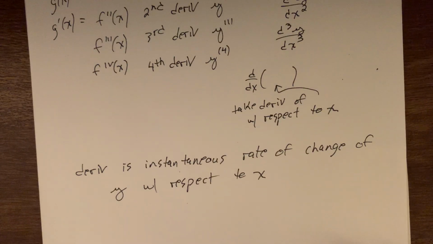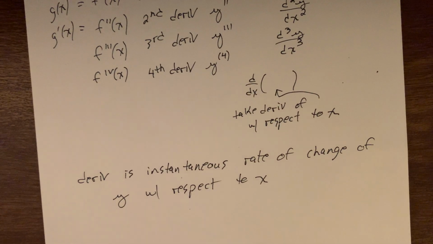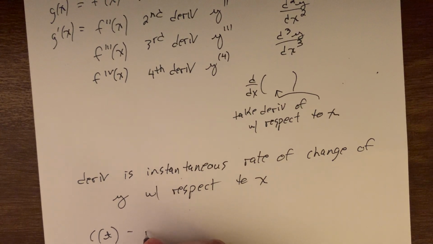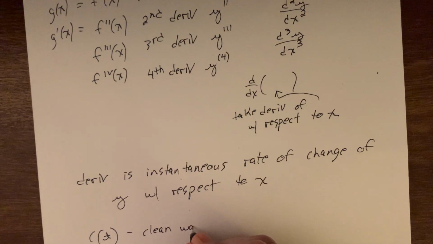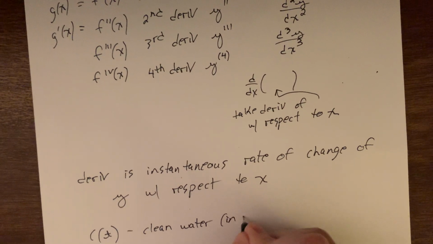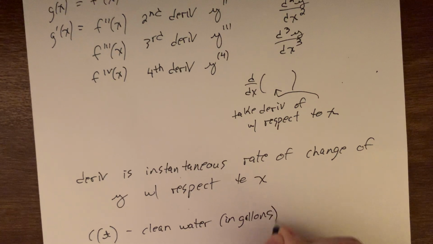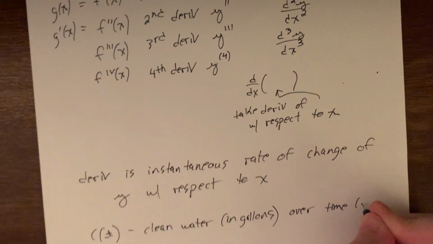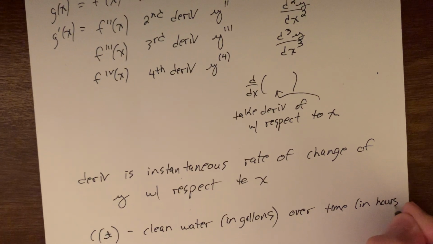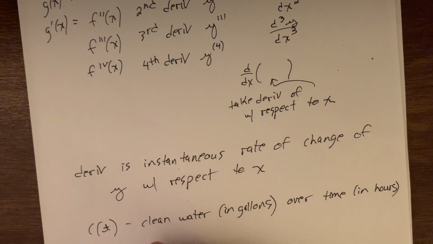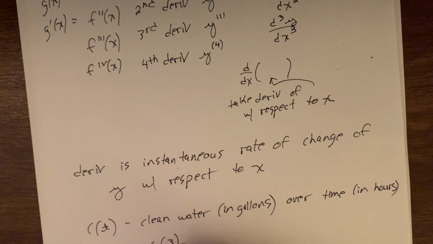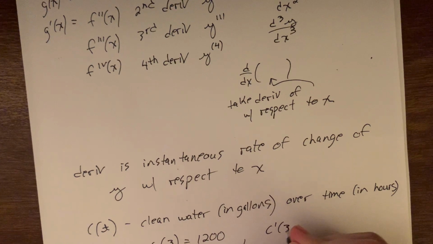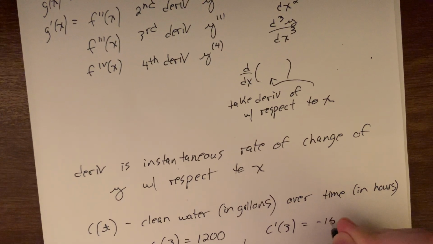I'm not going to draw any graphs to go with this, but just to get, again, some more words here. If C of t represents the amount of clean water in gallons, we're going to need units for any application, over a period of time in hours, let's interpret C of 3 equals 1200 versus C prime of 3 equals negative 150.